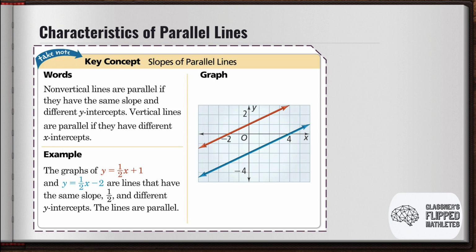You'll notice the note here about having different y-intercepts. Parallel lines must have different y-intercepts because if they have the same slope and the same y-intercept, well, then they're the same line. They'd be overlapping each other, and that would just be intersecting. So parallel lines must have the same slope but different y-intercepts in order to be parallel.